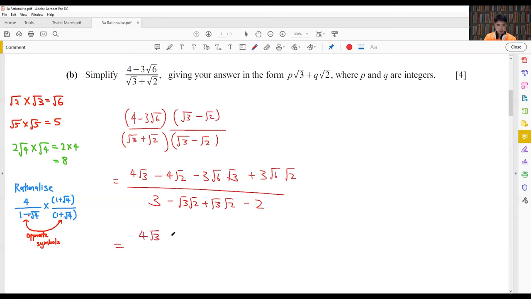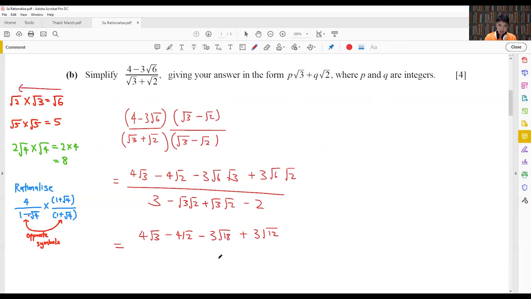4√3 minus 4√2, minus this, which will therefore change into √3 times √18 and plus 3√12 over just 1. Okay, so we don't even need to write that. It's just over 1. Now, from here, what we need to do is use the breakup rule, which is the opposite of what I've shown here.